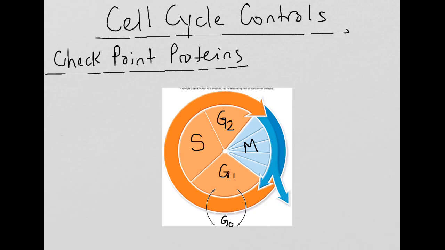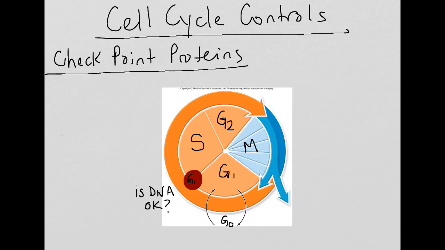So there is a checkpoint here right from G1. Make this like a stop sign, okay? But it's round. And this checkpoint is there at G1 to make sure that the DNA is okay. So these are proteins that check and see, is the DNA damaged? Is the DNA okay? Is it right? Okay.